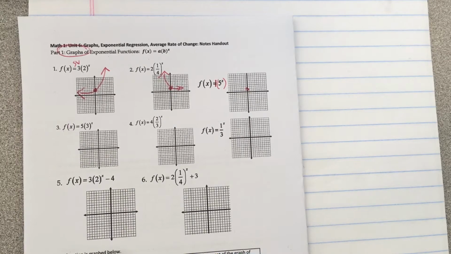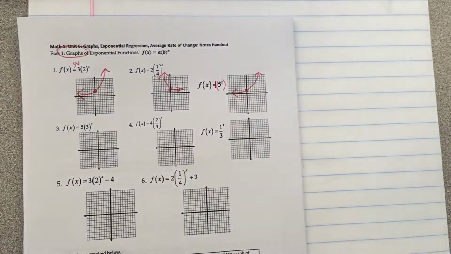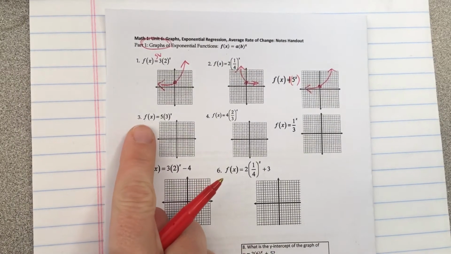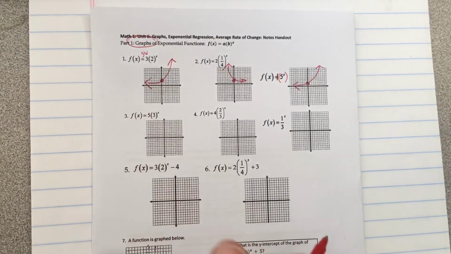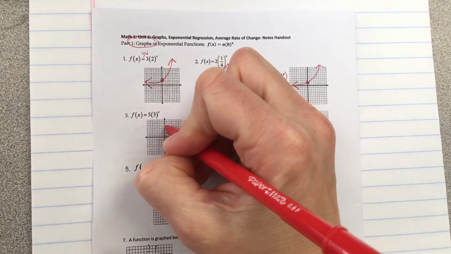And is this one growth or decay? Growth. Okay, because you're multiplying by 5. That makes something bigger. So it's going to be growth. Okay, so it looks like that. All right, I'm going down to number 3. f of x equals 5 times 3 to the x power. What is my y-intercept? 5.